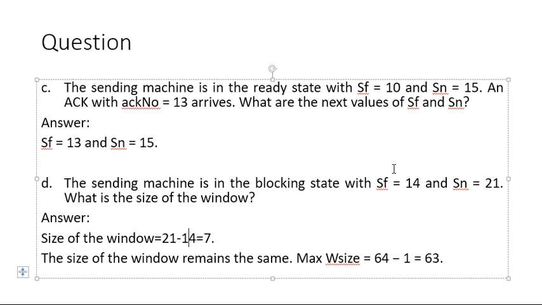Because the next byte to be sent is 21 and 14 is the first outstanding byte, the distance between them is 21 minus 14, which is 7 bytes. So 7 bytes are already sent and waiting for acknowledgement. Okay, let's move on to the next question.